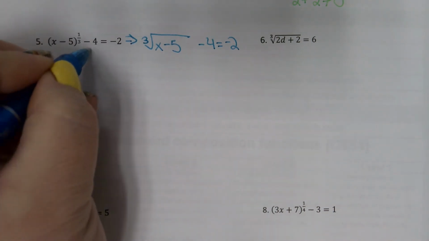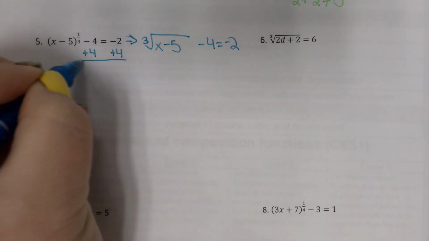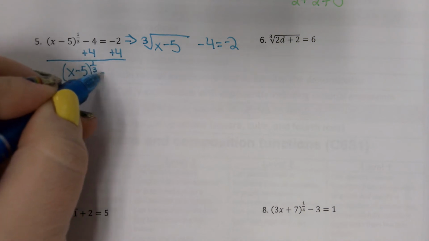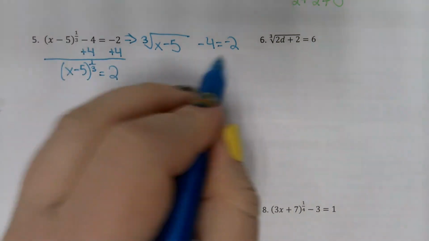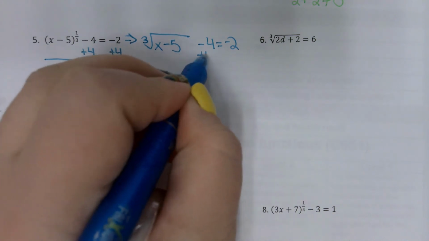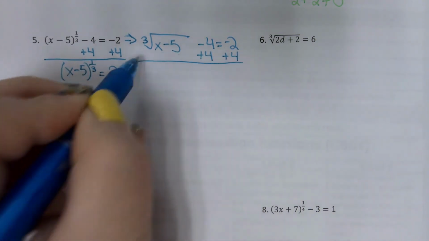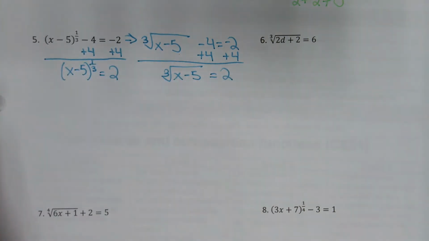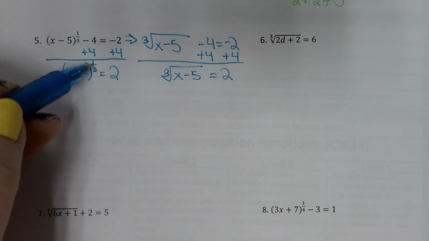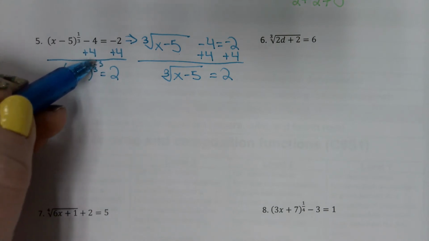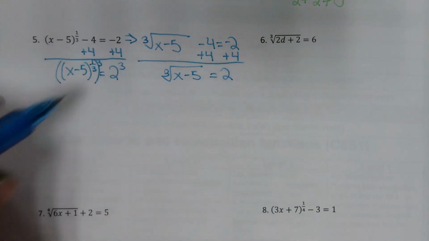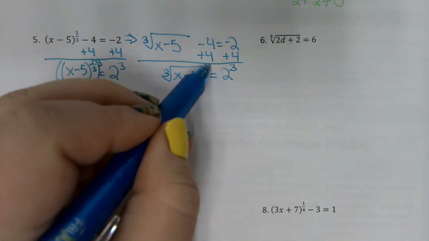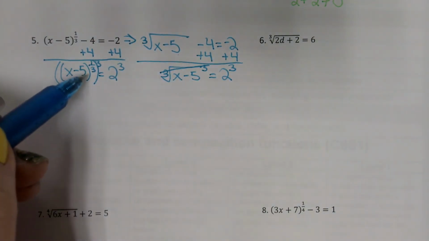So adding 4 to both sides gives you x minus 5 to the 1/3 power equals positive 2. Or if you were using this form, adding 4 to both sides would look like this: cubed root of x minus 5 equals positive 2. We have to raise it to the index, so that means raising this to the third power. It really is just a notation thing, whichever one you're more comfortable with.